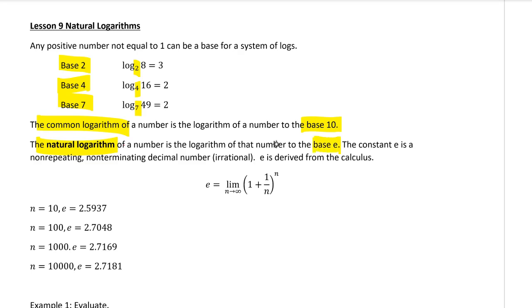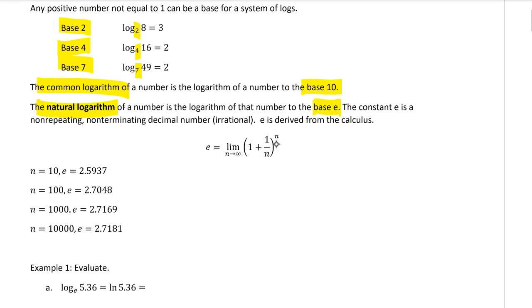And you're like, what? Okay, e is kind of like pi. It comes from calculus. That's where we're going to pull it from. And we treat it as a specific value.